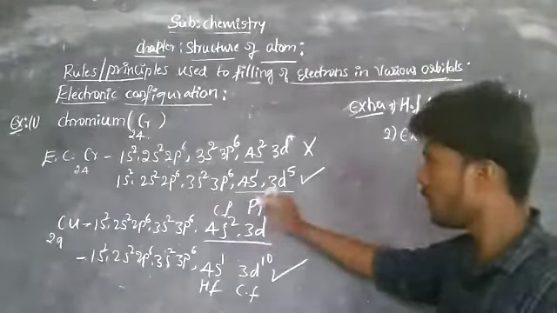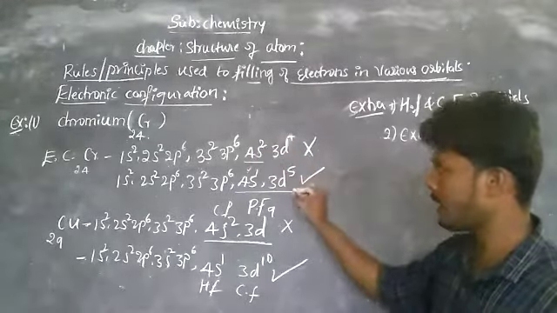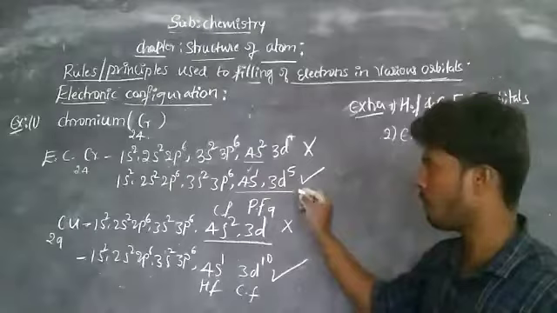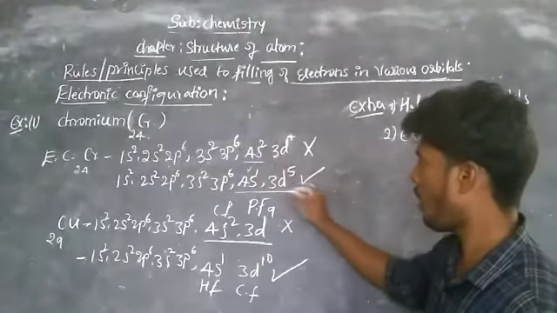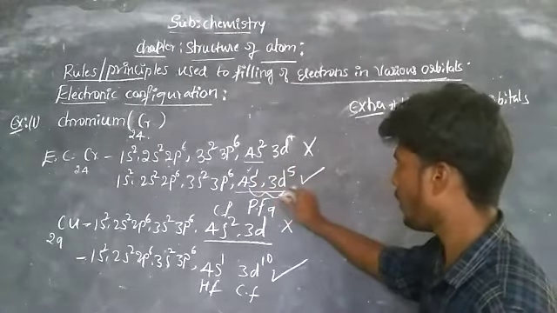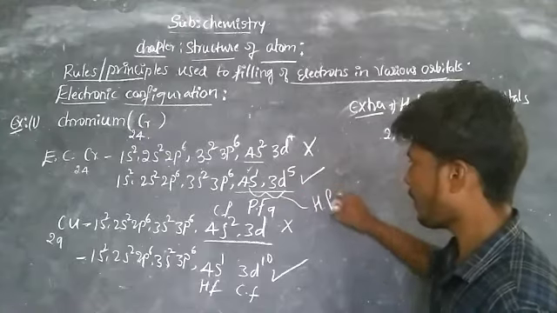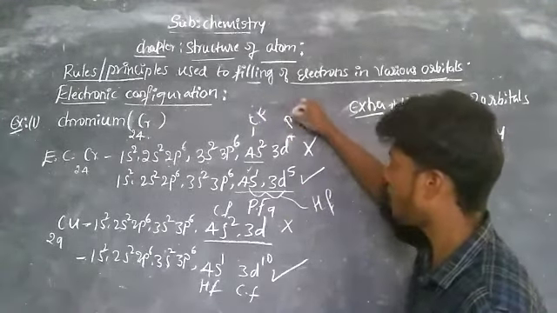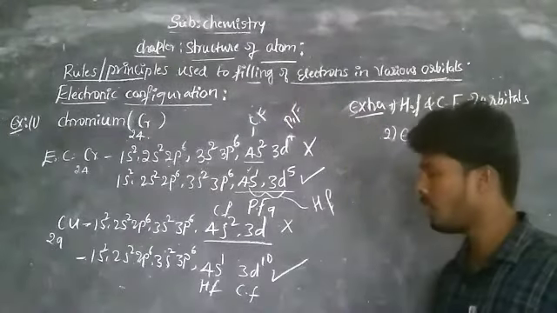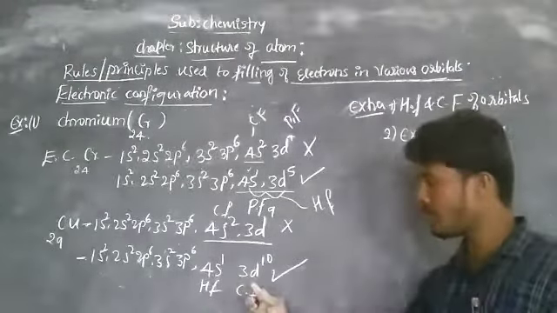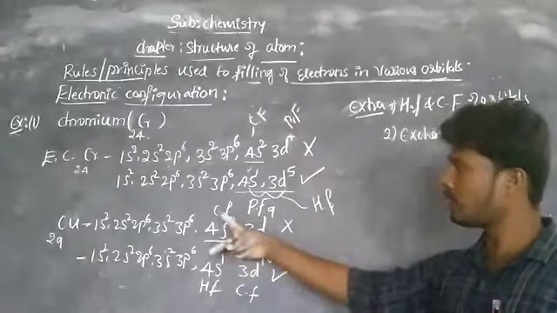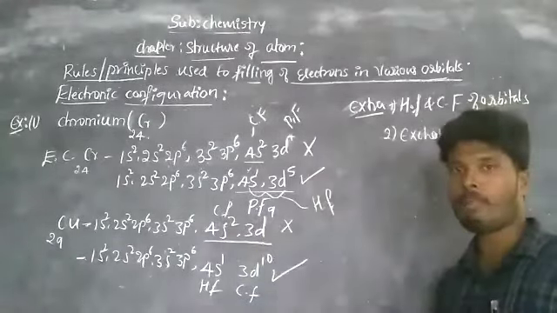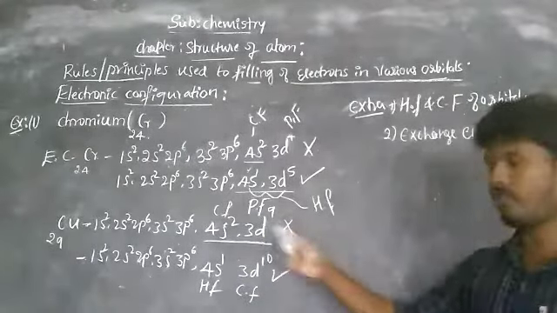So what is meant by half filled and completely filled? Already I told you, these two are half filled, both are half filled. And here this is a completely filled orbital and this is partially filled or incompletely filled. Here of these two, one is completely filled and one is half filled, and this is completely filled while this is partially filled or incomplete.